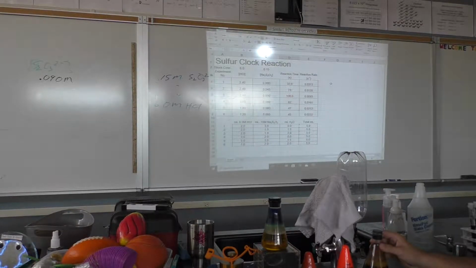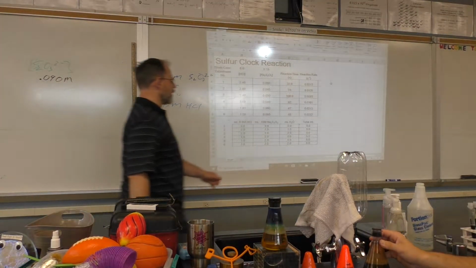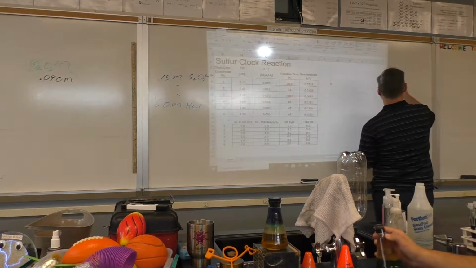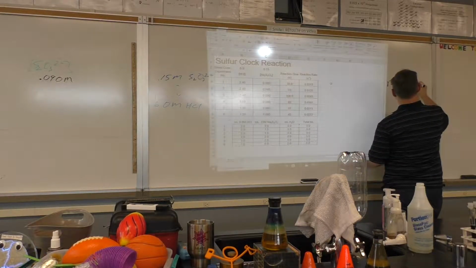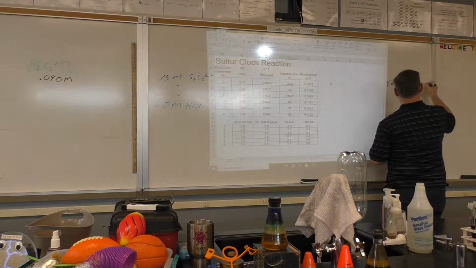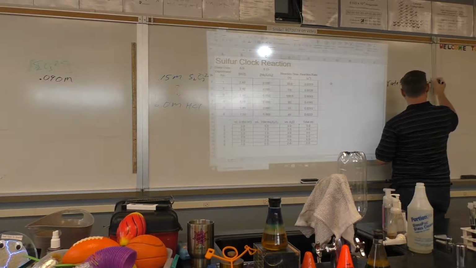Okay, so there we go. So now we've established that the rate law, or the rate equation, is rate equals k, HCl is 0th order, and the S2O3 2- is first order.